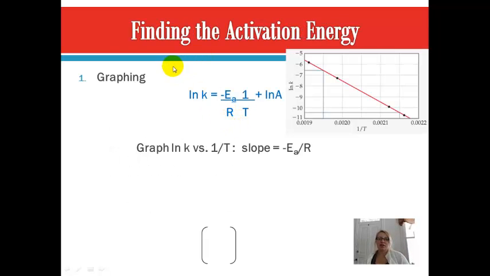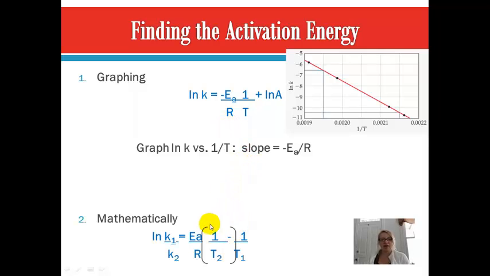So how do we find the activation energy? The first thing we can do is graph the natural log of k, which will give us a graph where y is ln k, m is the negative activation energy over R, x is 1 over T, and b is ln A. So if we graph the natural log of k versus 1 over T, our slope will be negative activation energy over R. Mathematically, we can find the activation energy because the natural log of k1 over k2 will be equal to the activation energy over R times 1 over T2 minus 1 over T1.